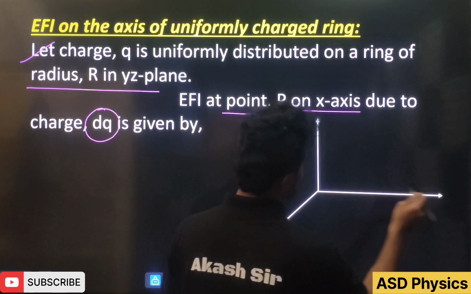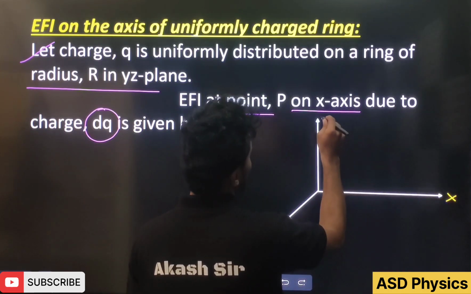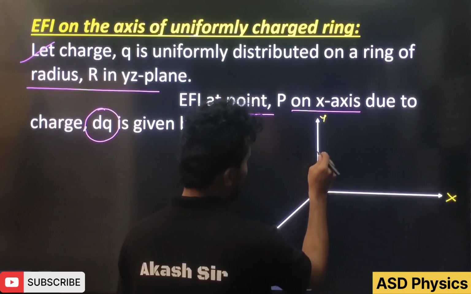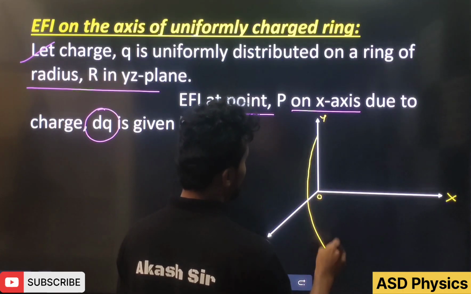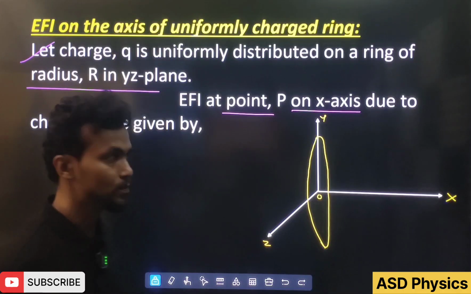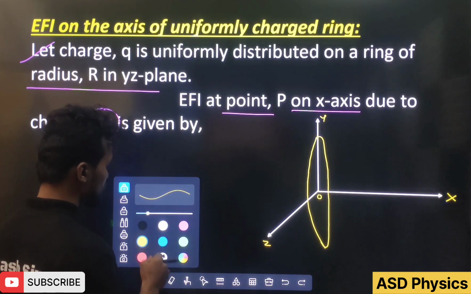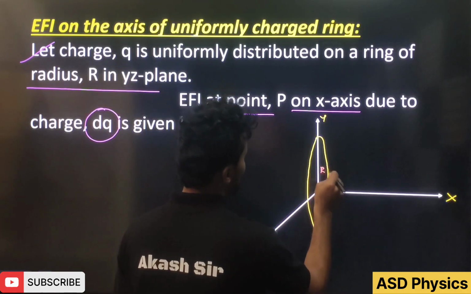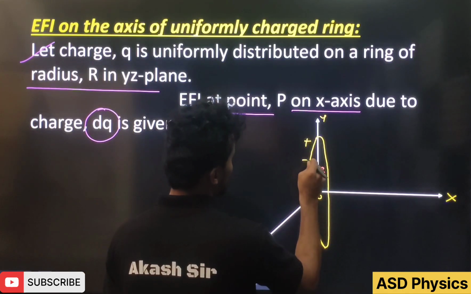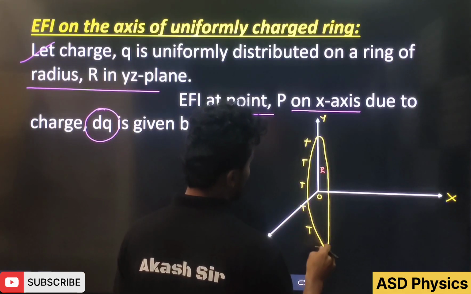Okay, so first learn the basics here. This is x, this is y, this is z, and this is my origin. Now the ring is in which plane? The YZ plane. Let me draw the ring like this. Some ring is there, and the radius of the ring I have taken as r. And you know how the charge is distributed on the ring, like this.